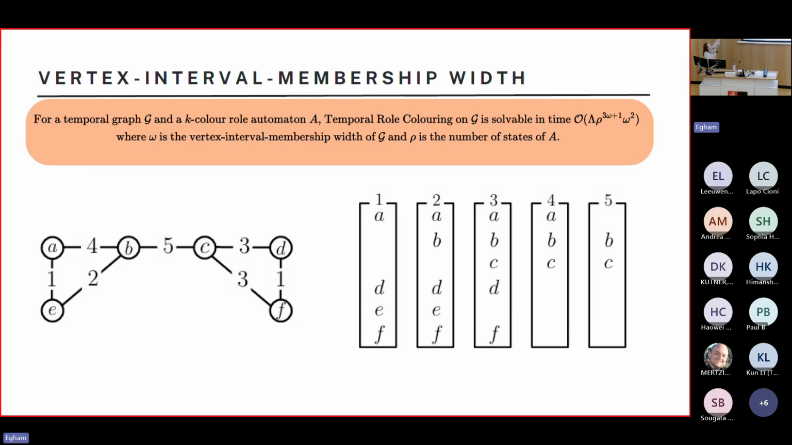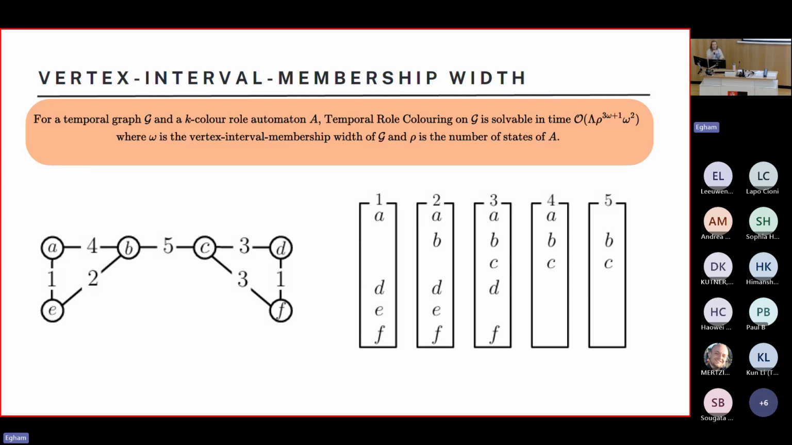So, for example, our vertex A has an edge at time 1 and an edge at time 4. So it's considered active from time 1 until time 4. And you look at this for every vertex. And then the Vim width, the vertex interval membership width, is the largest number of vertices that are active at the same time. So in our time step 3, we have 5 vertices that are active, even though we only have 2 edges, but 5 vertices that are in their active period. And so our vertex interval membership width is 5.